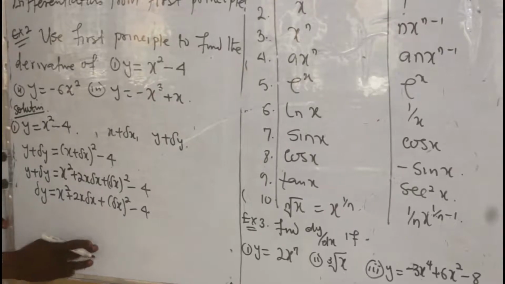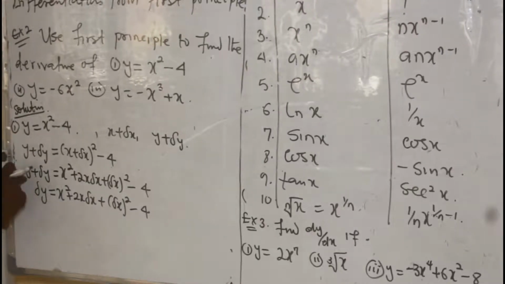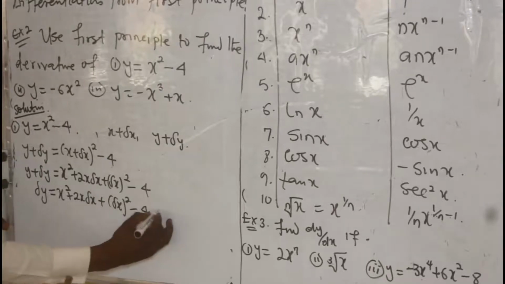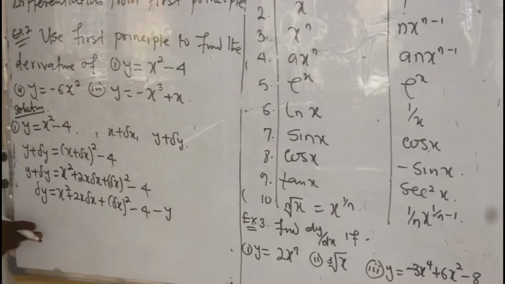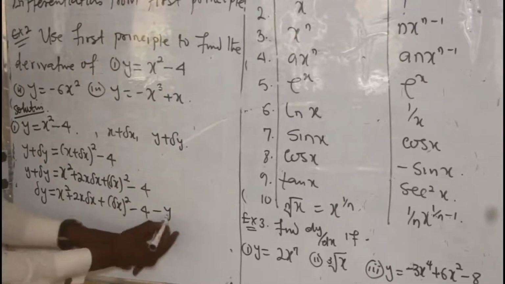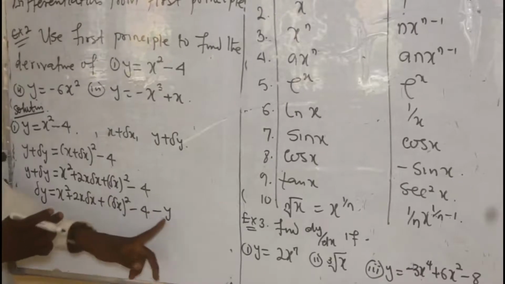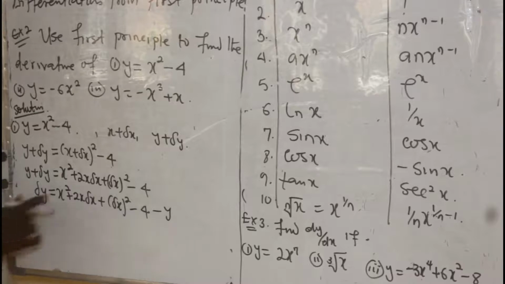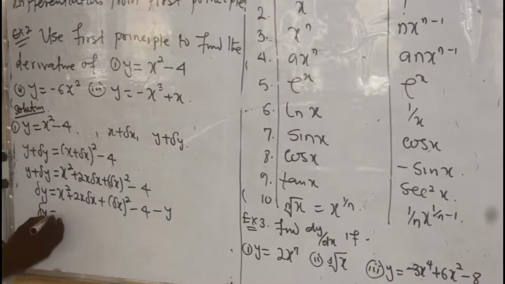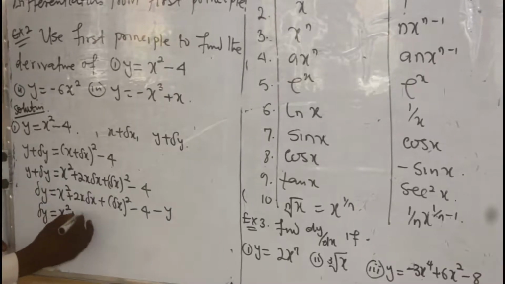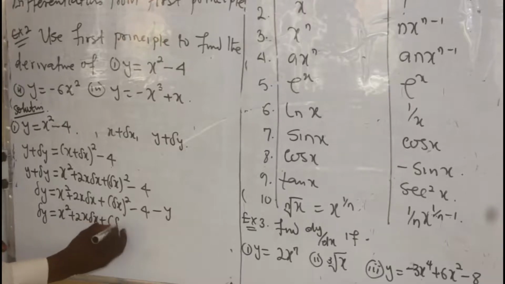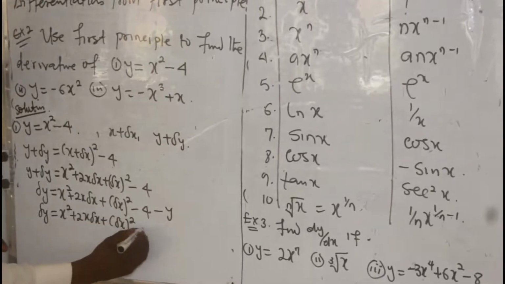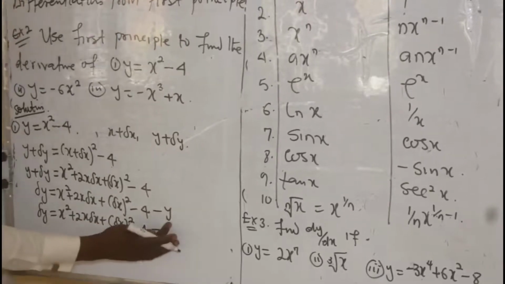Class, what am I going to have? When you are making delta y the subject, you know you are going to take y to the other side. So it's going to be minus what? Minus y. Are we together? But what is the value of y initially? The value of our y is x squared minus 4. Substitute it back there. So it's going to be what? Delta y is equal to x squared plus 2x delta x plus delta x all squared minus 4 minus y.